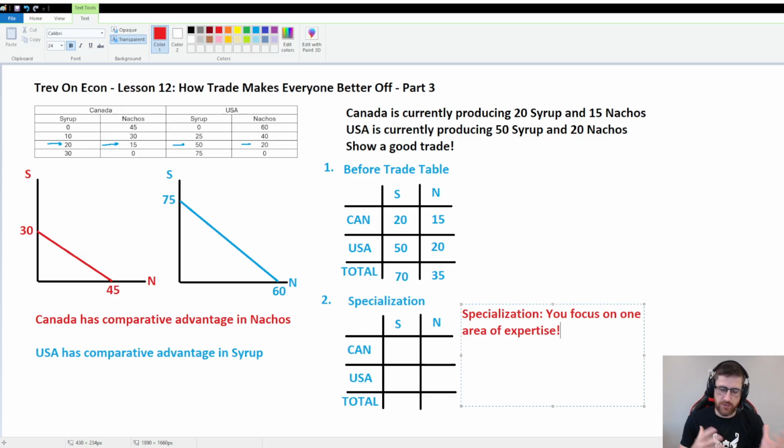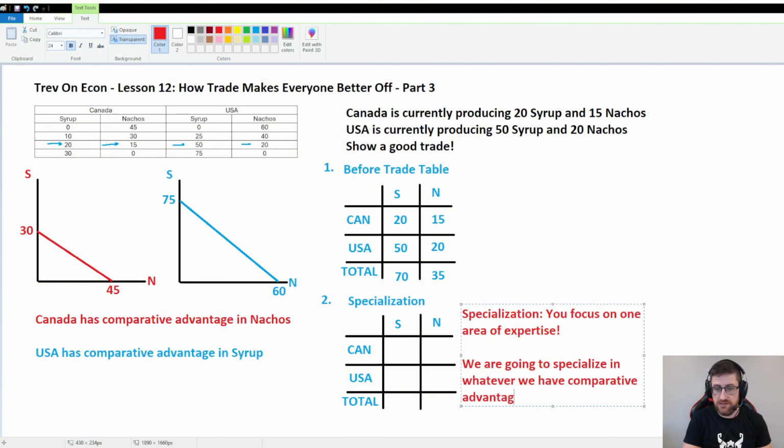It's just kind of the expert versus the jack of all trades. Jack of all trades sounds good, but I would probably rather be the expert because I'm more sought after. I just do a better job in my thing, and then I'm able to outsource to other people. In fact, what we're going to do is specialize in whatever we have comparative advantage in. The whole purpose of comparative advantage was to find, well, what are we good at? And whatever we're good at, we're going to focus on doing just that thing.